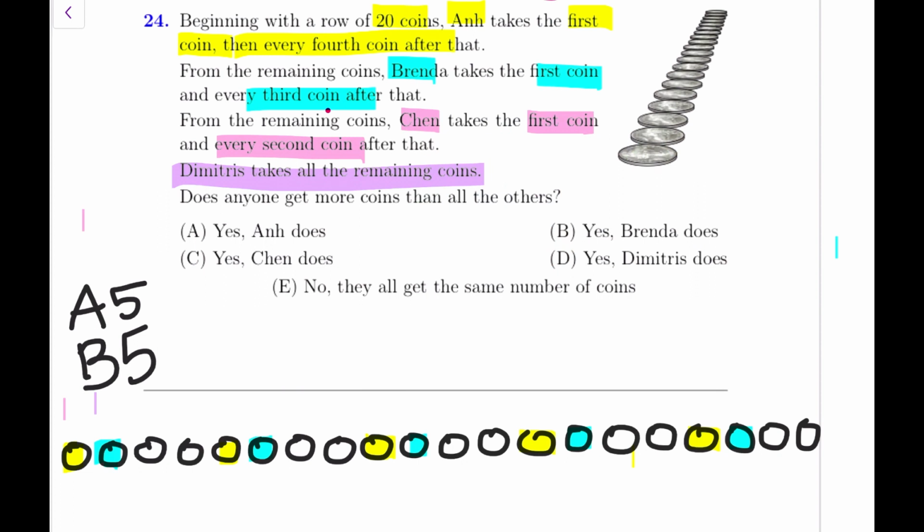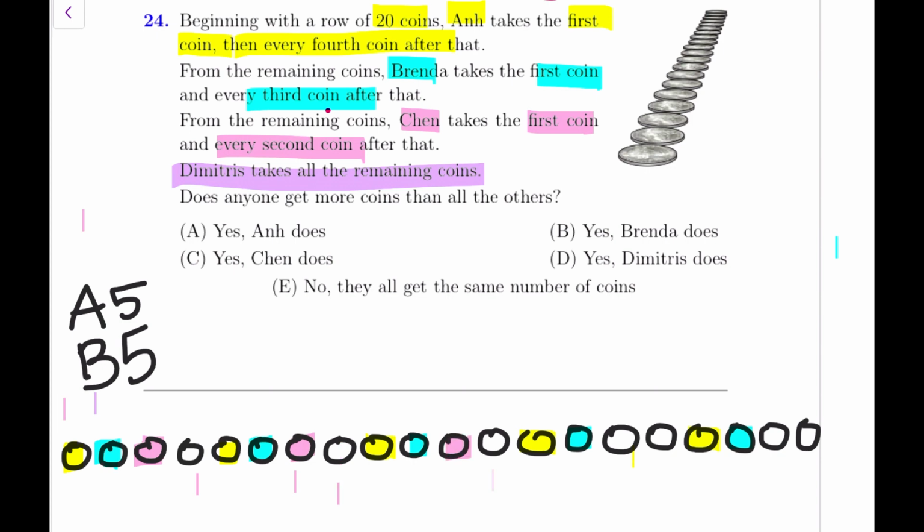So next person is Chen, and he takes the first coin and every second coin. Remember, all these yellow and blue coins are gone now. So the first coin and every second coin. 1, 2. Sorry.